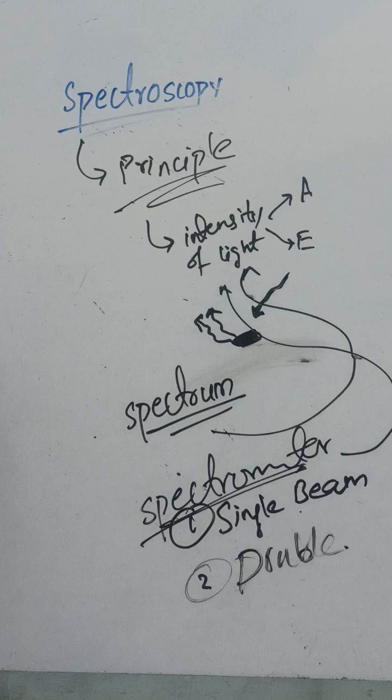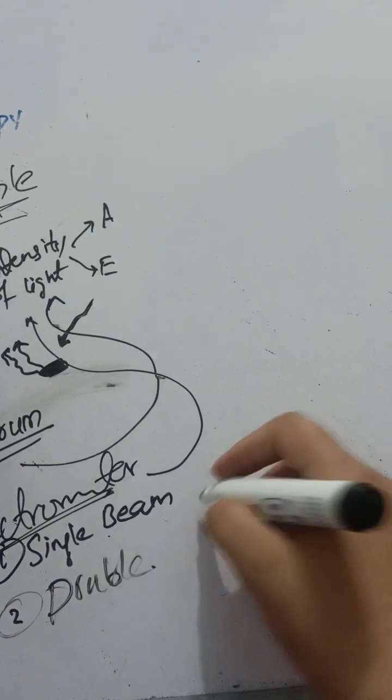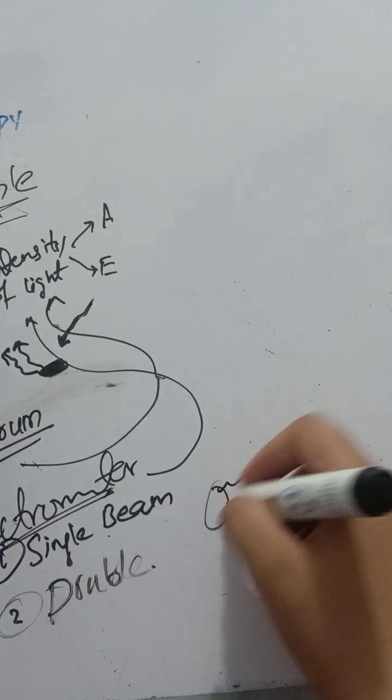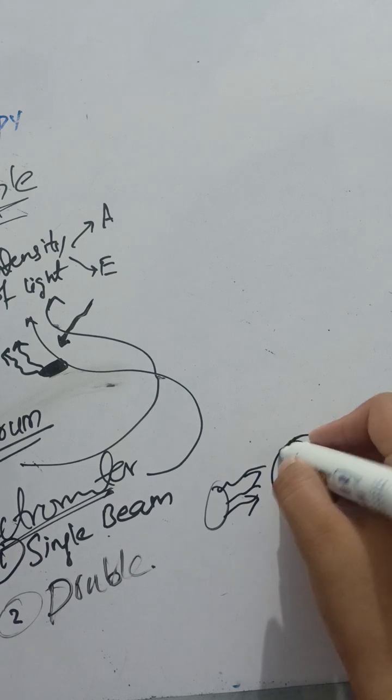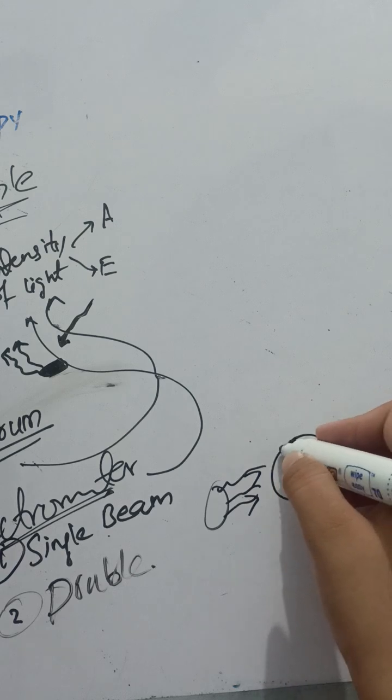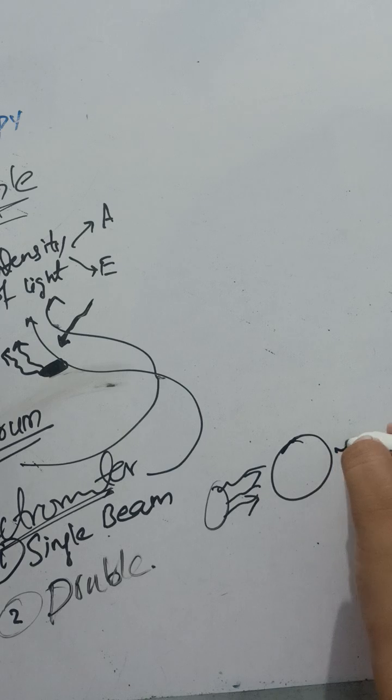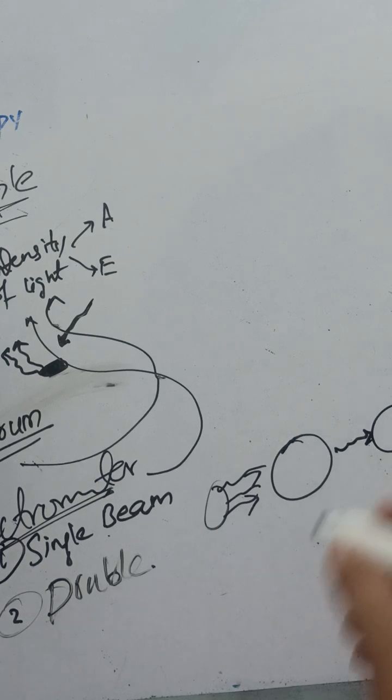For example, this is the light source, it throws a lot of light. Now we place the monochromator along it. So monochromator is a device that selects only one wavelength. The monochromator selects one wavelength, it falls over the sample. Now from this it goes to the detector, and detector shows it on the computer.